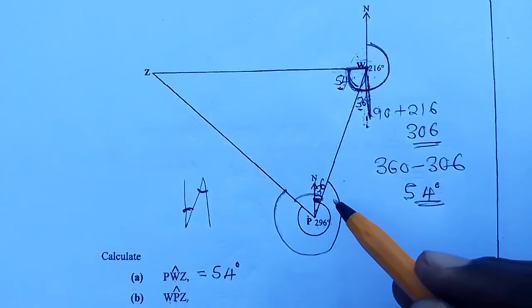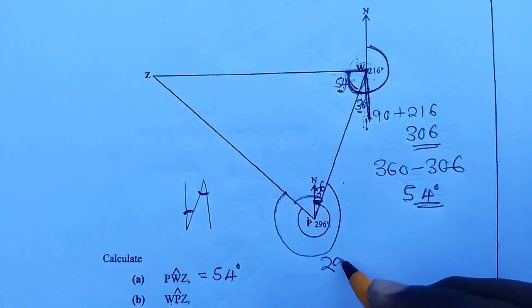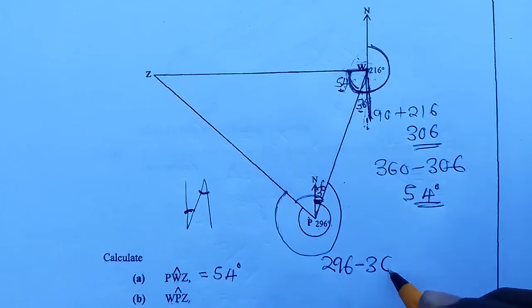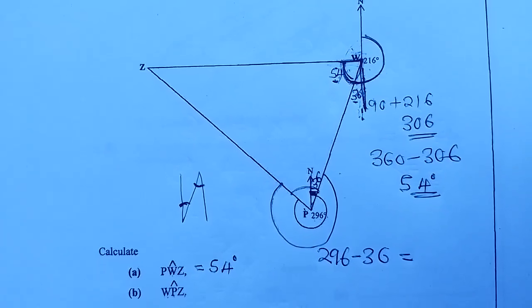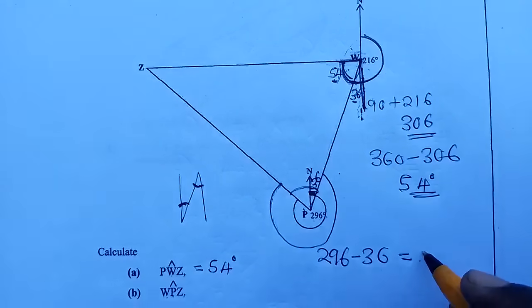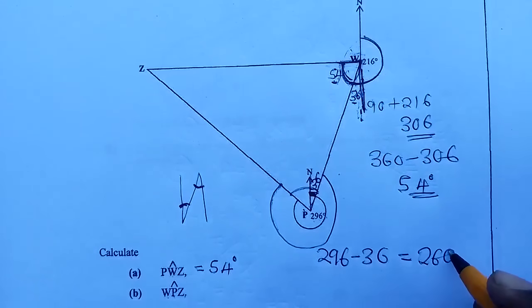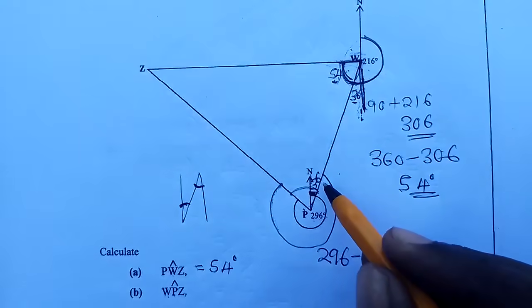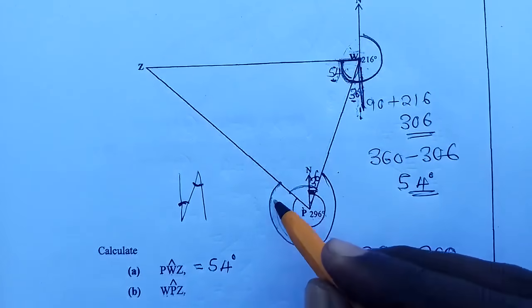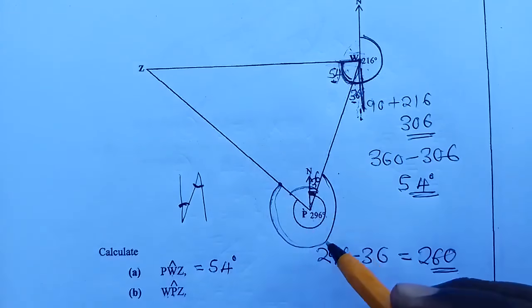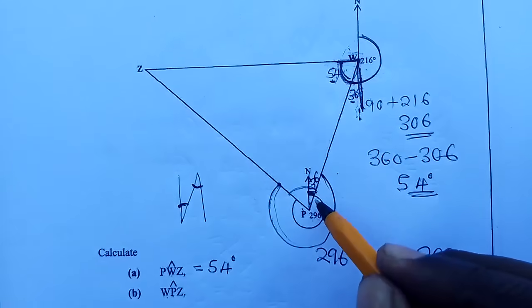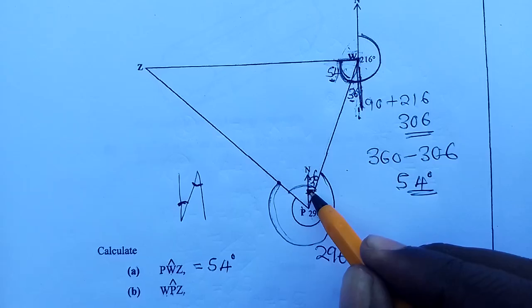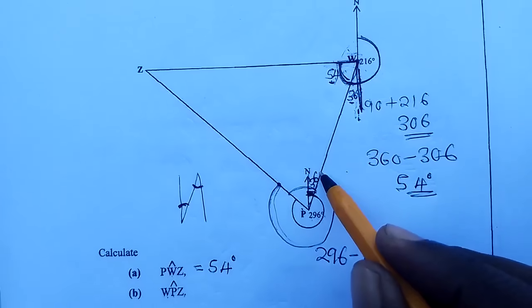So I'm going to say 296 minus 36. What answer am I going to get? I'm going to get 260. So from here, I move up to there. This is 260. I've excluded that 36 that I included because this was starting from there. So now I know that from there to there, that is 260.